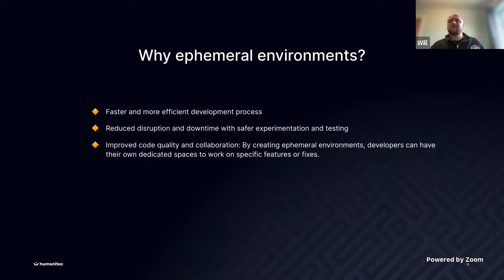We also get reduced disruption and downtime in the later stages, in the QA environments and in production, because developers are able to test things in their own branches, knowing it might cause problems. You don't want to test something if you might break the shared dev, but if it's only going to break your pull request environment, who cares? Test it, prove it's resilient. And the final part is the improved code quality and collaboration.